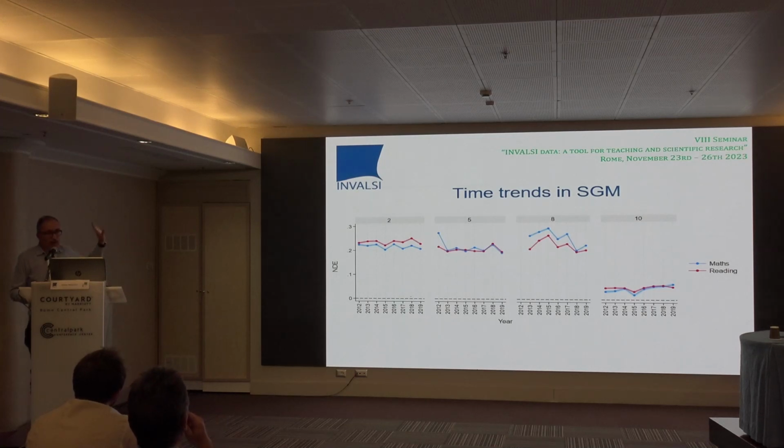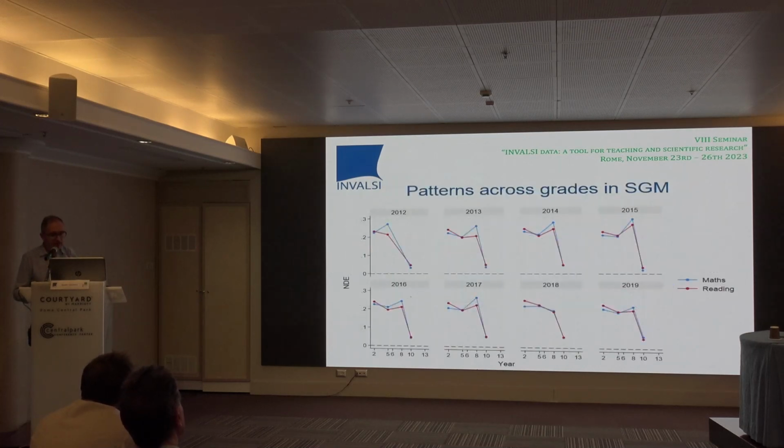So what you see is basically that the time trends are almost stable in the 2nd and the 5th grade with an exception, and there is some evidence of a slightly declining SGM in the 8th grade. The situation is a little bit different in the 10th grade because you can see immediately, and you will see from the next slides, that actually this gap by SES is much smaller in upper secondary education. You can see it better here. It's the same data, same results, but with a different representation.